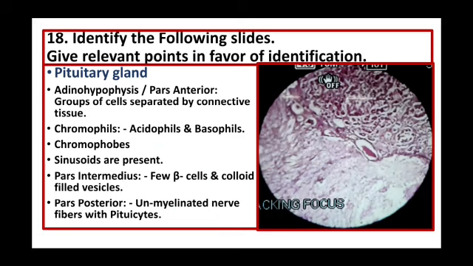Then pars intermedius contains colloid filled vesicles and a few beta cells. Then pars posterior contains unmyelinated nerve fibers. Along with that, we are seeing cells called pituicytes.